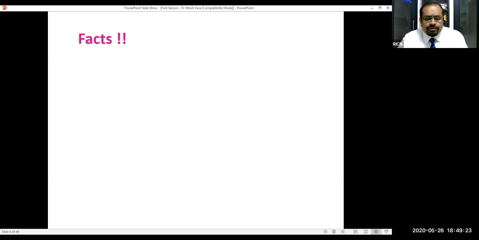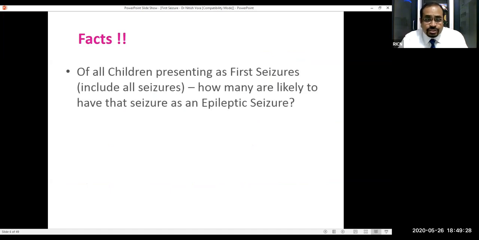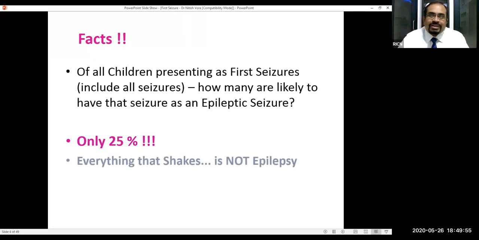Some facts, because sometimes we get confused. Is epilepsy very common? Are all seizures the same? We discussed, the answer is no. But if you take all the children presenting with a first seizure, which includes all seizures, how many are likely to have that first seizure as an epileptic seizure? Someone says 50%, someone says 80%, someone says more or less. But you'll be very surprised to see it's only 25%. So of all the seizures, only 25% present as an epileptic seizure. Of course, everything that shakes is not epilepsy.